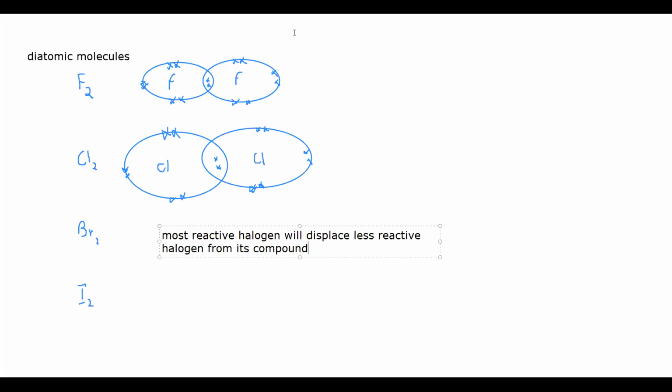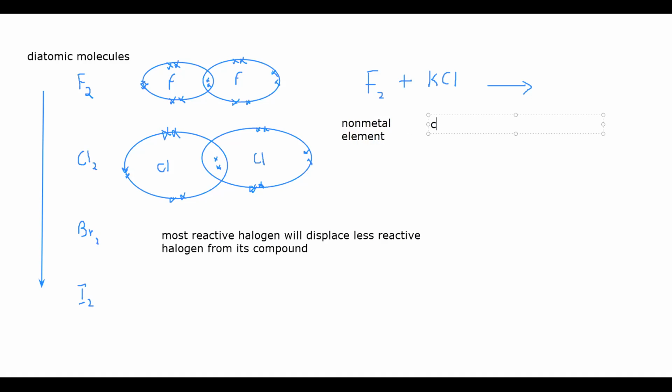So when you have a compound, the compound will have two parts. If it's an ionic compound, then it will have a metal and a non-metal. So for example, as we go down the group, we observe the reactivity decreases. So if you have fluorine reacted with potassium chloride, look, if a non-metal element is reacting with a compound, so what will happen?